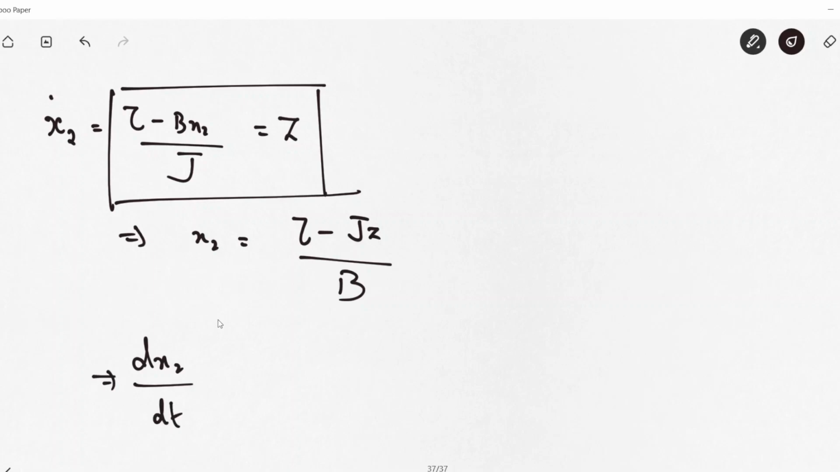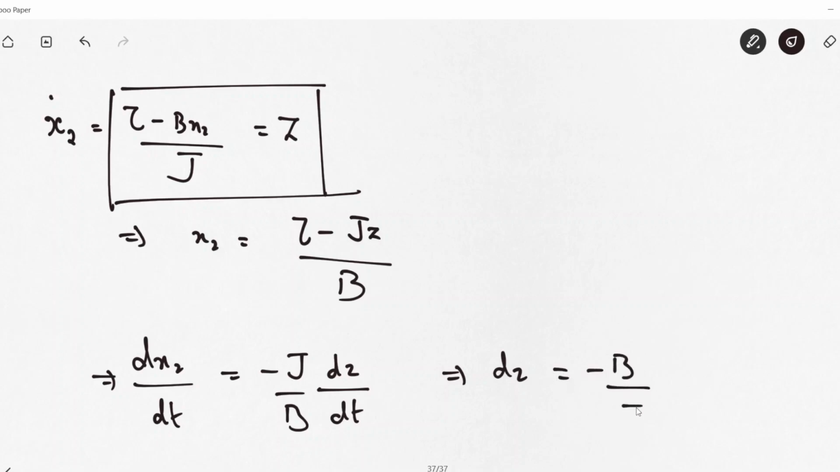We'll differentiate first this equation, dx2 by dt. So dx2 by dt is equal to minus J by b times dz by dt, which implies dz is equal to minus b by J times dx2. But what is dx2? dx2 we already know is equal to z. So we can say dz is equal to minus b by J times z.